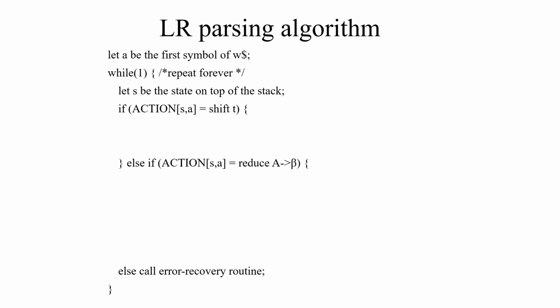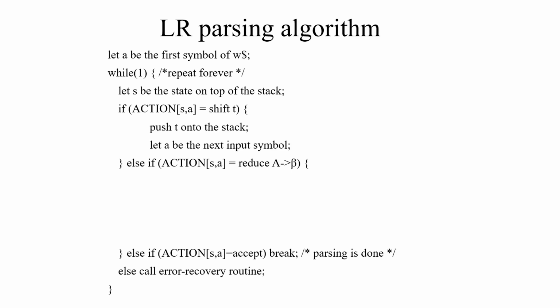So what do we have to do? If it is a shift move, we have to push t onto the stack. Let us consider action of s comma a is equal to shift t. For example, S3. 3 is a number, right? So we have to push 3 onto the stack. And one more step: we have to advance the input pointer. So only two steps, push as well as increment the pointer.